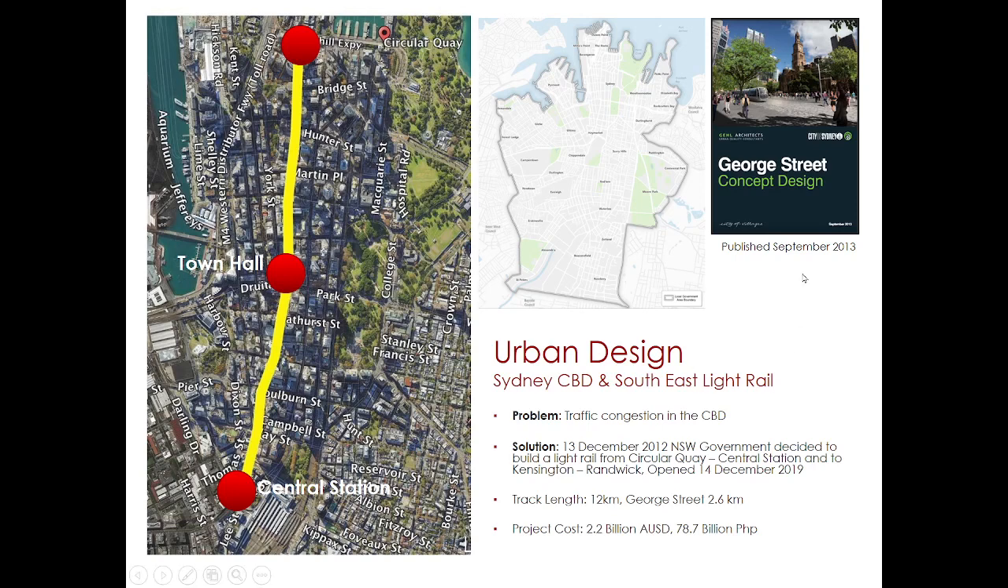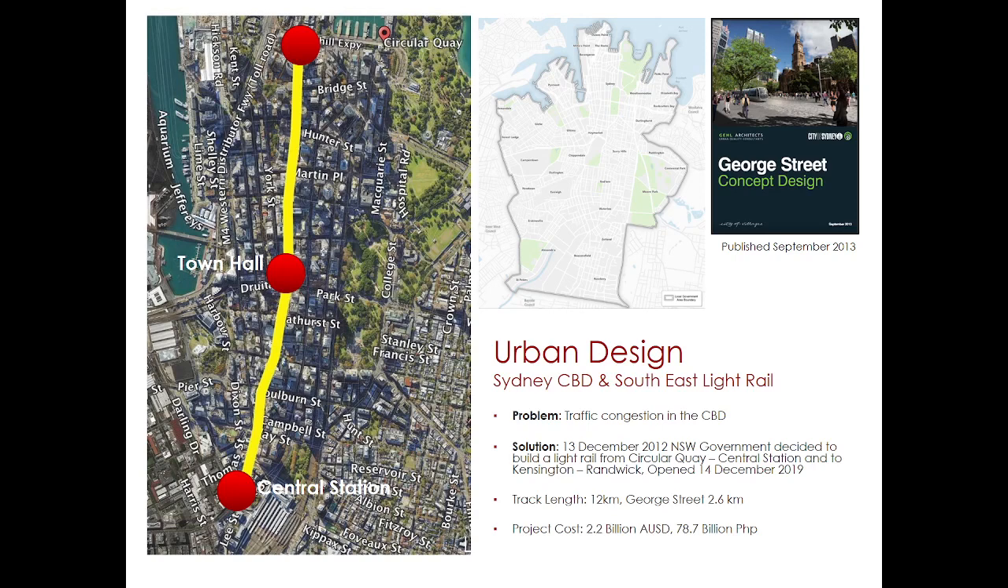So some statistics for this: the George Street concept design. This is one section of the light rail project. It is trying to solve the problem of traffic and congestion in the CBD, because George Street is usually congested, especially during peak hours. So the local Sydney government decided that they would close down this road and add a light rail to reduce traffic congestion.